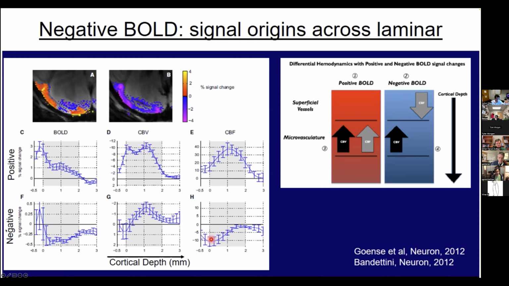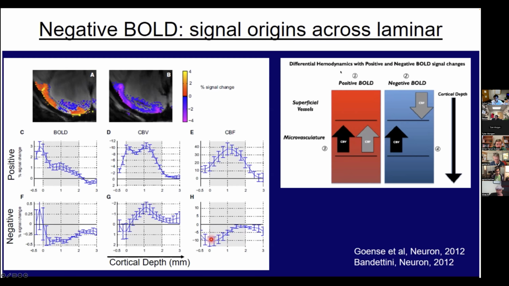But in the negative part, it becomes quite complicated. BOLD has a negative change, and the peak seems to go to the superficial layers. And CBV is kind of complicated. In this paper, at least, CBV still has positive changes, with a peak in the middle. But closer to the superficial, you also have some negative part. And in CBF, you have a negative change and a peak in the superficial.